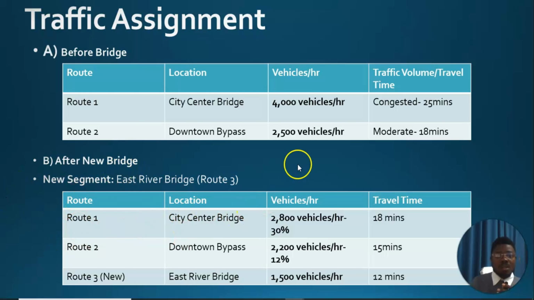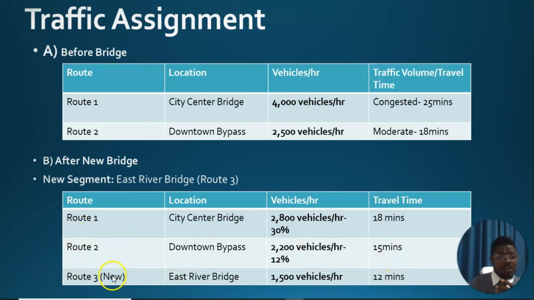Here we have route one now. Instead of 4,000, it has reduced to 2,800, and the reduction is by 30%. So previously it took about 25 minutes, but that time has been reduced to 18 minutes. Then for the second route, which had about 2,500 vehicles, now we have 2,200, a 12% reduction, and instead of the 18 minutes that we spent on that road before, now it takes an average of 15 minutes.